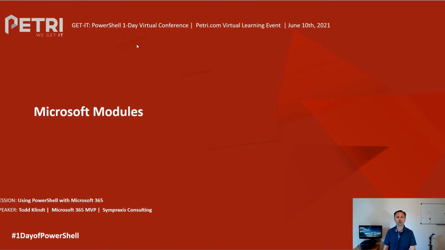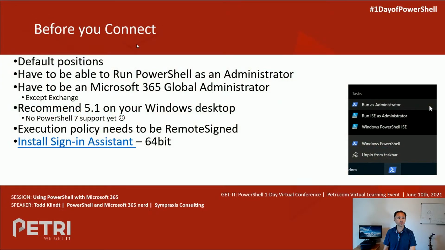Let's jump in and let's look at the Microsoft modules. So before you connect, there's some default options that you want to consider. If you're new to this or you're having problems, come back to this slide and see if you're doing these things. Being able to run as a local administrator on your machine is important, especially if you haven't just installed the module before, because you'll need to install it.